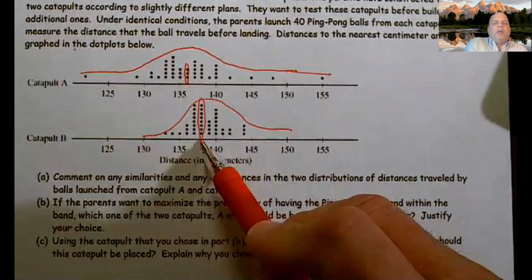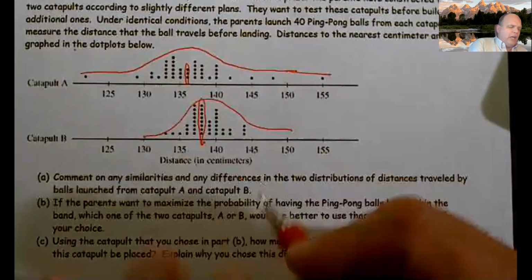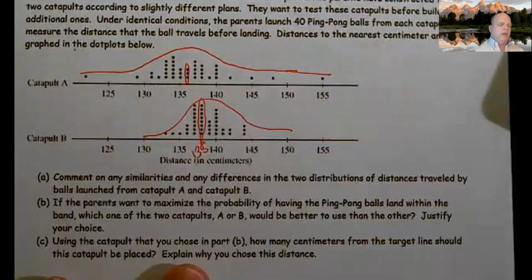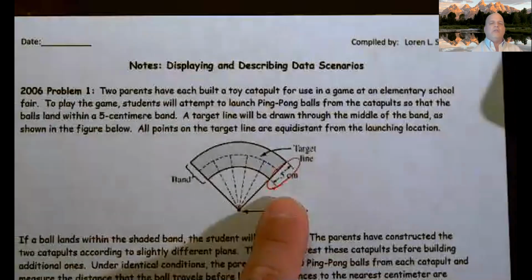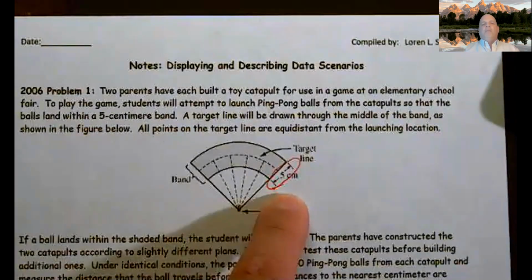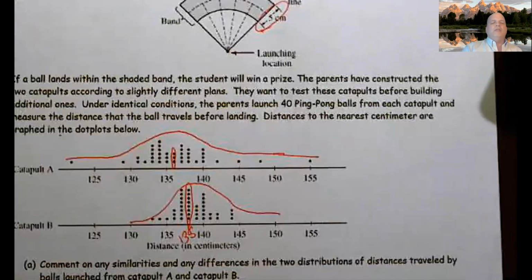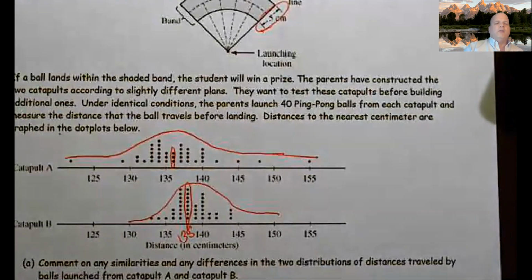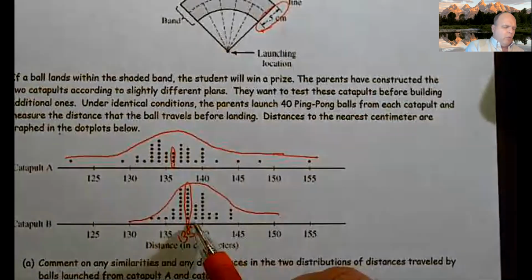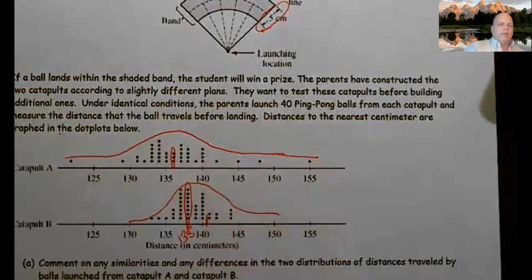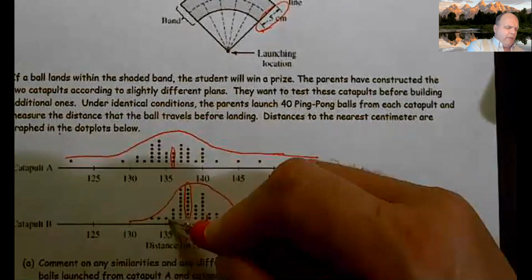Placing at the median is a pretty good argument, so placing it at 138, but I can actually do a little bit better than that. I know that my target range is plus, if I hit within a 5 centimeter band, I'm good. So basically, if I go 2.5 centimeters above and 2.5 centimeters below, that's 5 centimeters. So I can go about 140.5, all the way down to about 135.5.